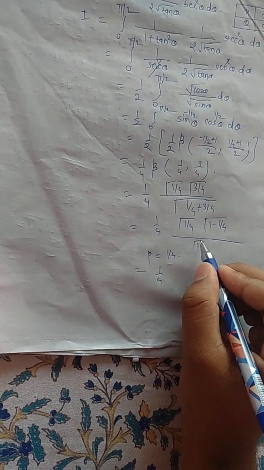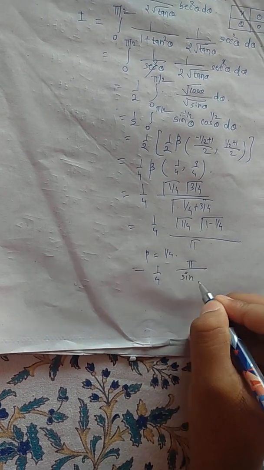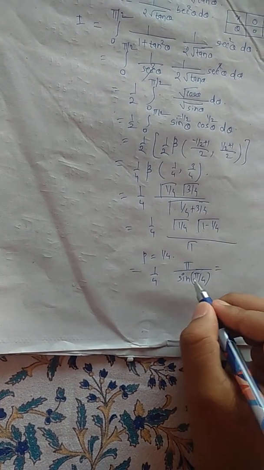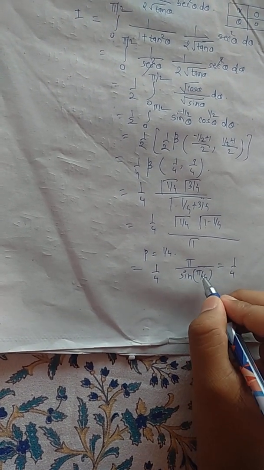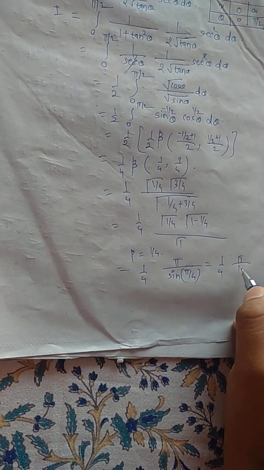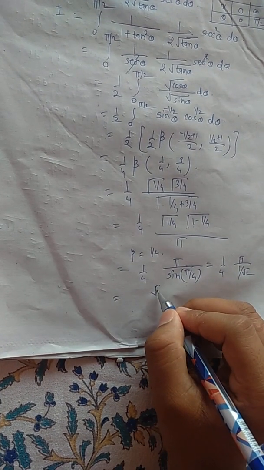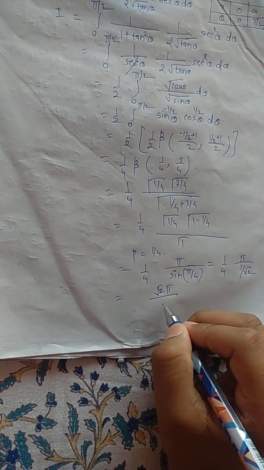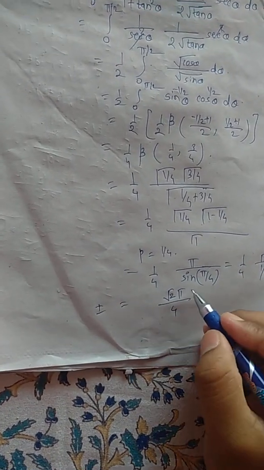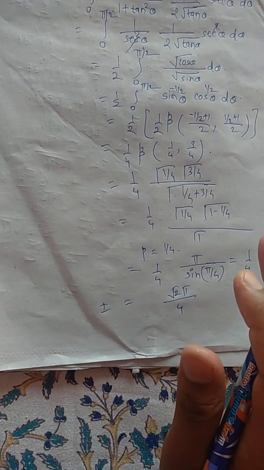The value of gamma 1 is 1, so pi upon sine pi upon 4, which will be equal to 1 by 4 sine pi by 4, that is sine 45. It becomes 1 upon root 2. This will be equal to root 2 pi upon 4. Fine. You can rationalize this root 2 or you can keep that as it is.